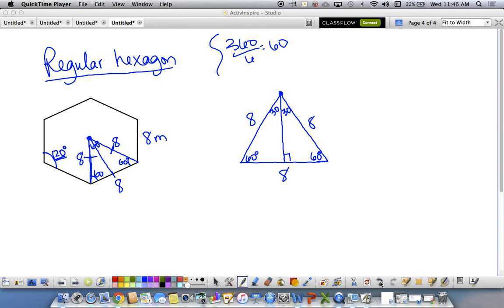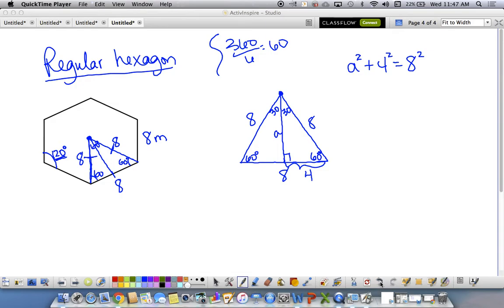So we have a 30, 60, 90 special right triangle where we know now this length is 4. Can you find the height? Can you find that apothem? I'm going to put a little A there. If you forgot, we would do a squared plus 4 squared equals 8 squared.